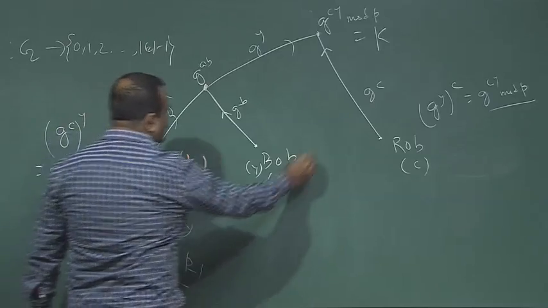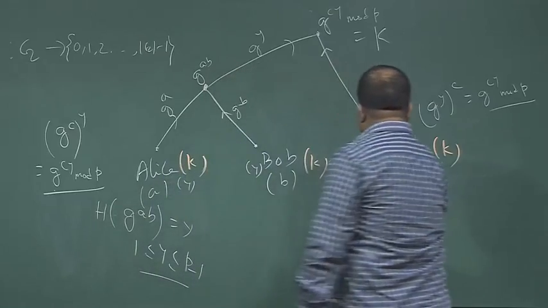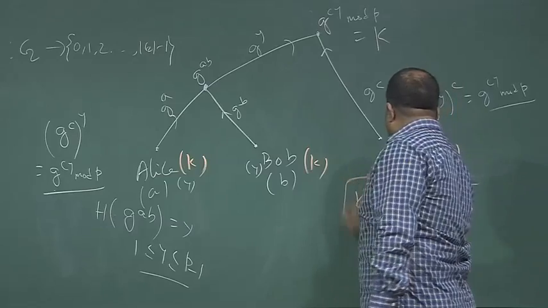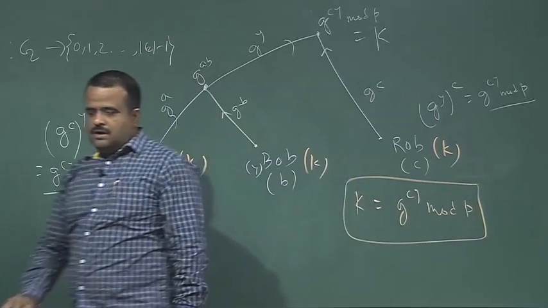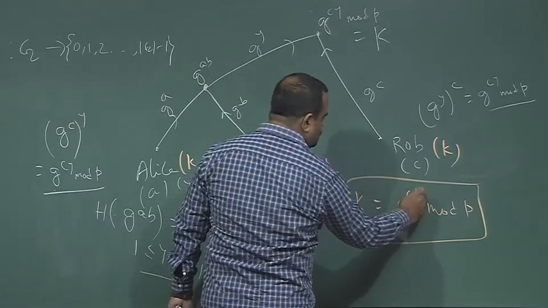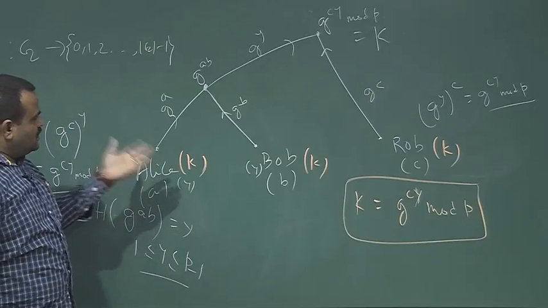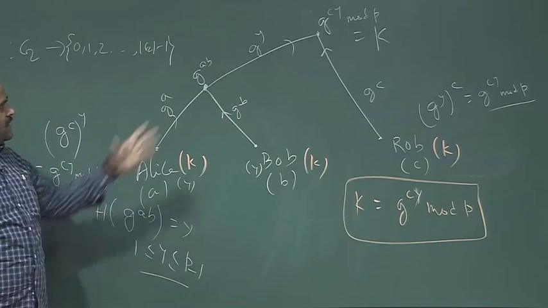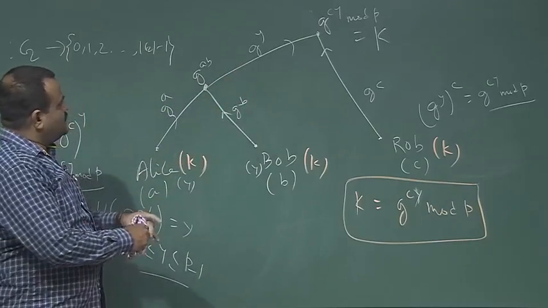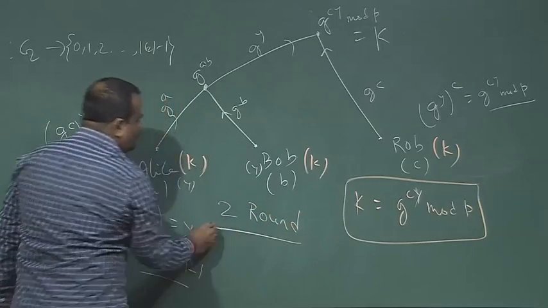So, K is basically G to the power CY mod P. This is the 3 party key exchange protocol. We are using the underlying Diffie-Hellman, but this is 2 round. In the first round these 2 agree on a common key, then in the second round we need the third. So, this is a 2 round protocol, not a single round.